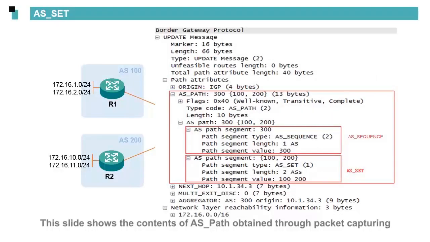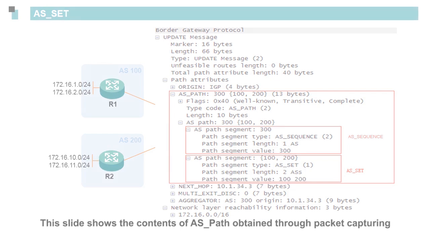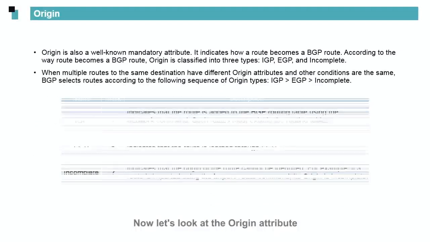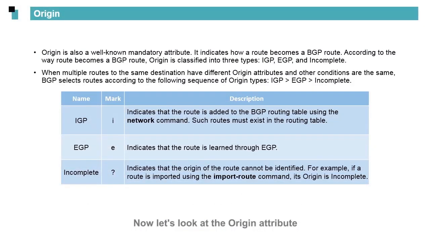This slide shows the contents of AS paths obtained through packet capturing. By default, AS path changes only when a route leaves an AS. We can use a route policy to adjust AS path to control route selection on the next router. Now, let's look at the origin attribute.